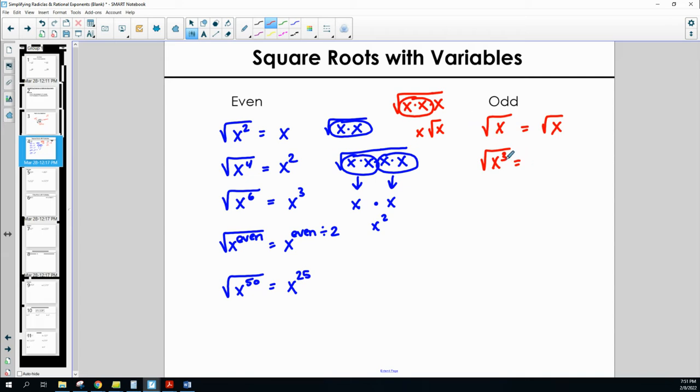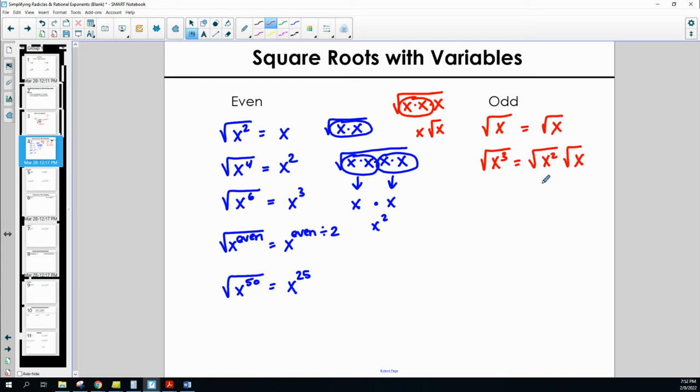Another way you can think about this is breaking this into two different radicals. So since 3 is odd, we can break it into x squared and x. Because our exponents, we have 2 and 1. If we add them, we'll get 3. And now the square root of x squared, that follows the rule for even.